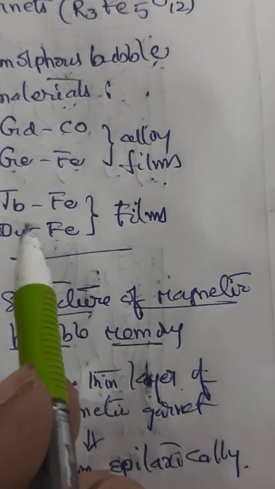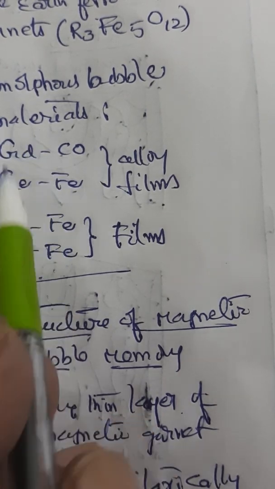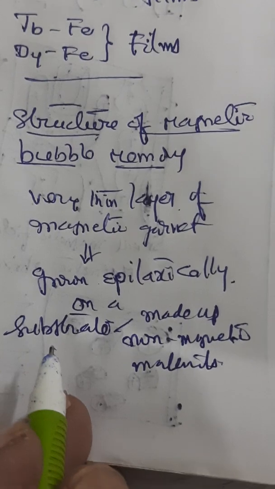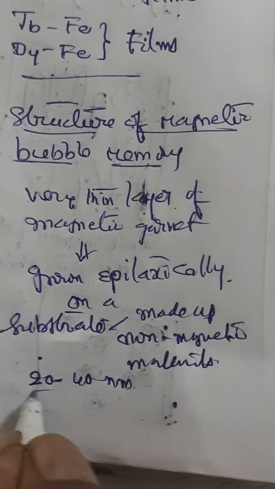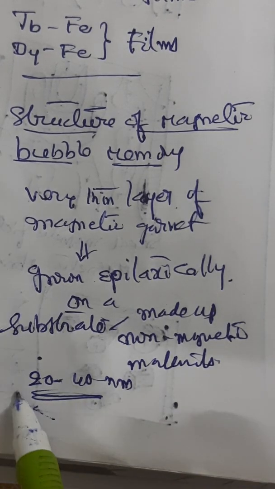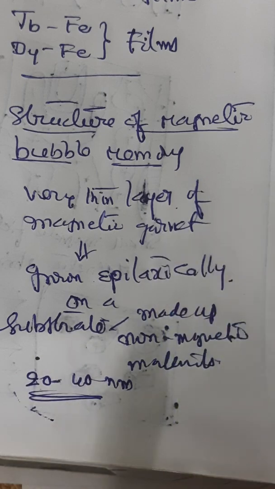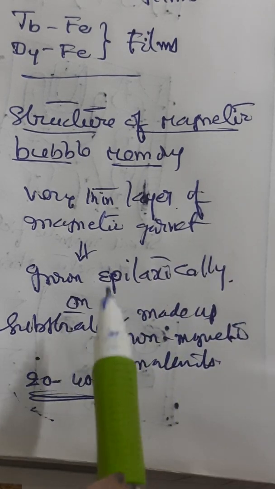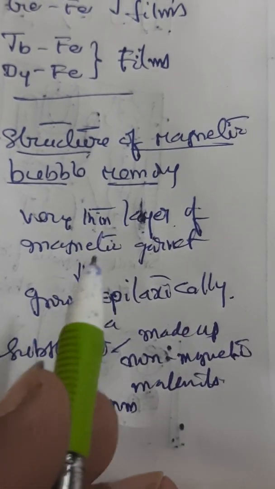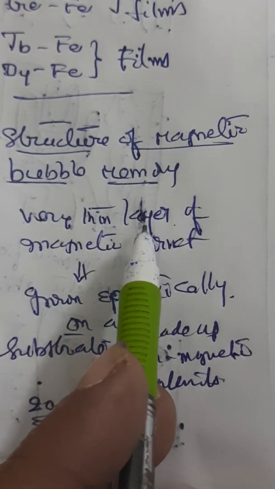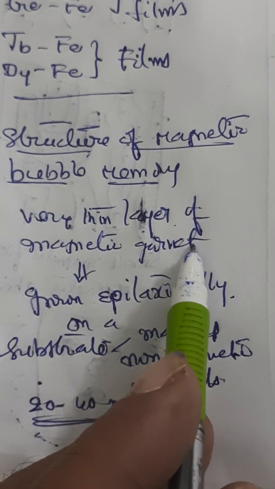For example, we take gadolinium gallium garnet, with a diameter in the range of 20 to 40 nanometers, which is nothing but a non-magnetic material, taken as a substrate. On that, a very thin layer of magnetic garnet is allowed to grow epitaxially.